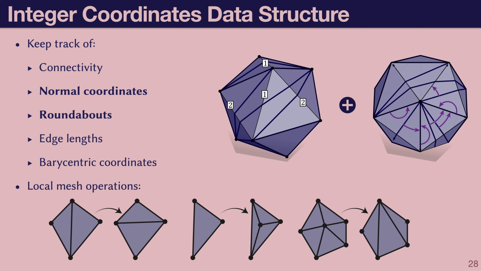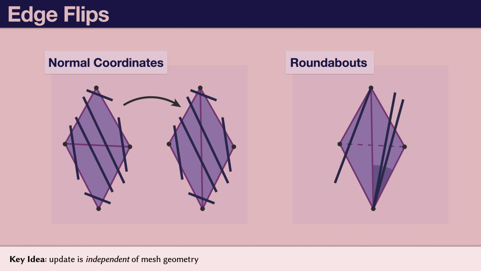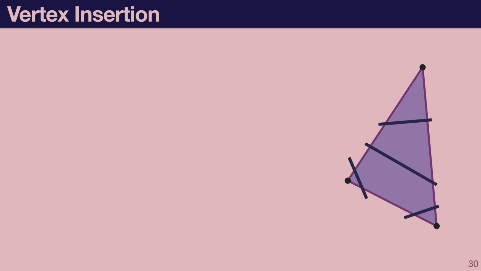Since the normal coordinates and roundabouts are the new part of this data structure, we'll focus on how they get updated. When we flip an edge, we have to compute new normal coordinates and new roundabouts for this flipped edge. Both tasks can be done by simple formulas, depending only on the old normal coordinates and roundabouts. Amazingly, neither expression depends at all on the geometry of our triangulation. We just have to perform two constant time arithmetic calculations.